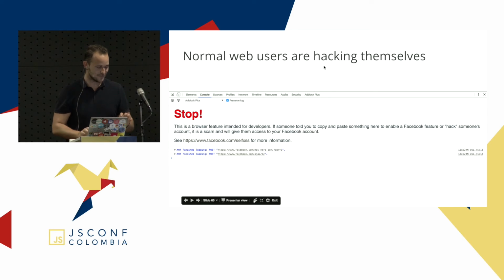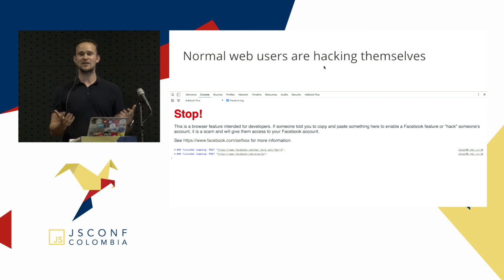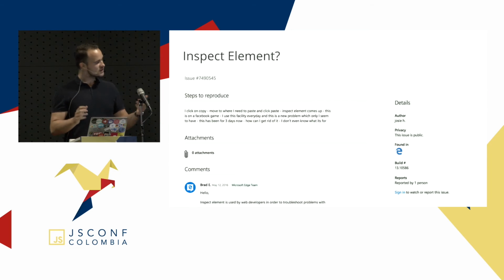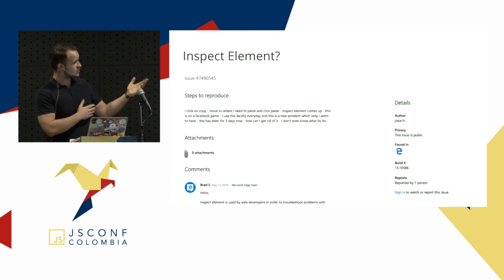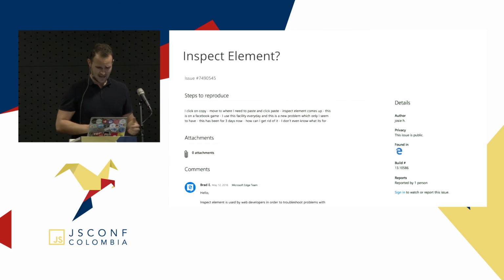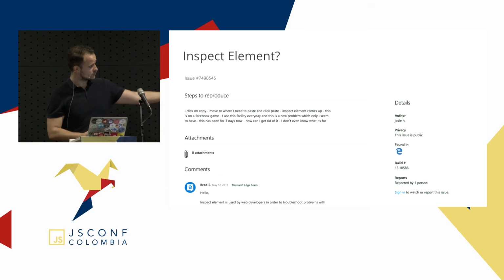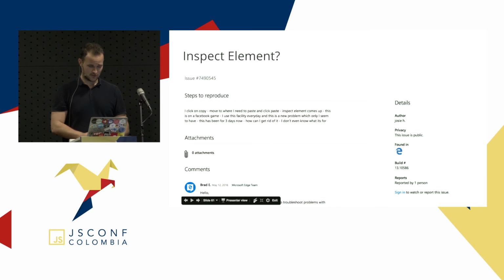Okay, not now. So basically, we as platform vendors have failed. If Facebook or Google is forced to inject this message into the console, then we have failed as platform vendors. And we're seeing the same for Edge. This is just a screenshot from one of the many bugs we have in our bug tracker, where a user asks, inspect element, what's that about? I'm on Facebook playing this game, and suddenly there's this inspect element when I want to copy paste a value. And we actually had to reply to the user down here, saying this is a feature intended for developers, you as end users shouldn't care about it.